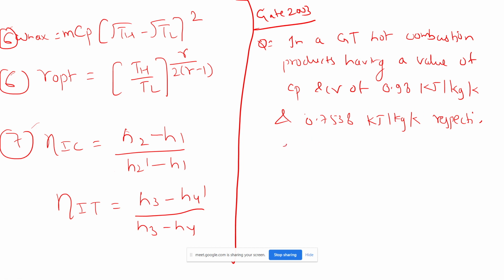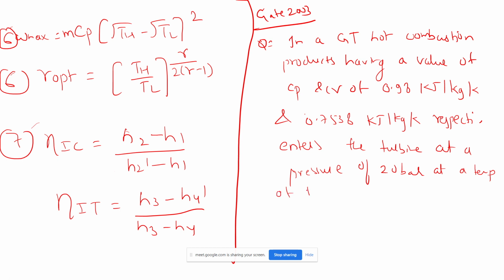The gases enter the turbine at a pressure of 20 bar and a temperature of 1500 Kelvin, and exit the turbine at a pressure of 1 bar.